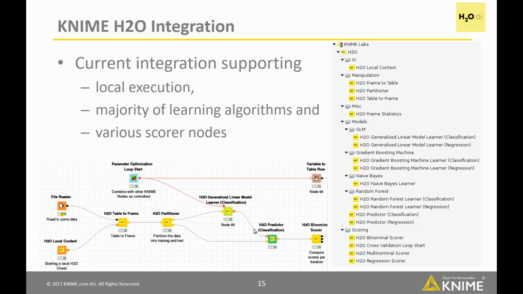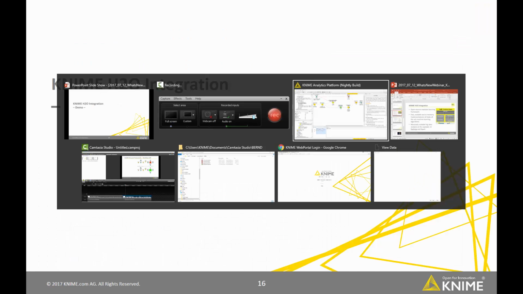The integration in KNIME looks like shown here. So you have a bunch of new nodes that you find in KNIME Labs that allow you to convert KNIME tables into the H2O frame, and then you can apply all the various algorithms on those frames. We currently only support the local execution. We have quite a number of learning algorithms integrated, and also support the various scoring measures like extracting confusion matrices and all these statistics that you would expect. Let's go to a quick demo.